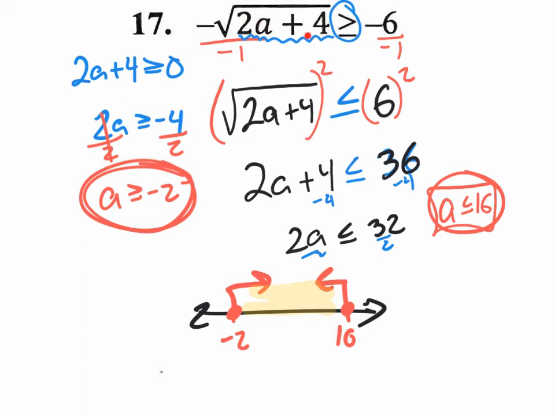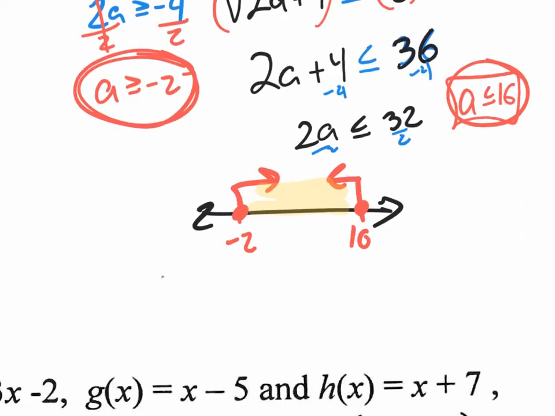0. What's 0 plus 4? What's the square root of 4? 2. Negative 2 is what we really have. Is negative 2 greater than negative 6? Yes, it is. It's closer to the positive. It's on the right side. So this is true. We know we have the right answer there.